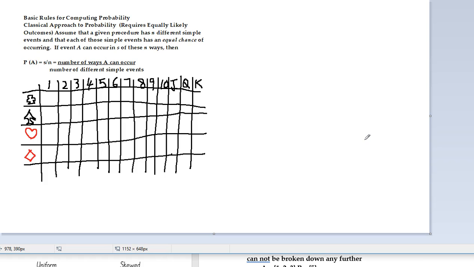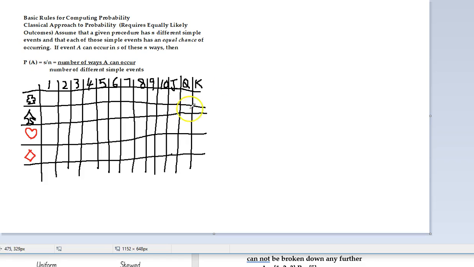The basic rule for computing probability is something called the classical approach. Assume that a given procedure has n different simple events, and each of those simple events has an equal chance of occurring. If event A can occur in s of these n ways, then the probability of A is the number of ways A can occur divided by the number of total events. You can understand this by looking at an example. So let me give you a simple example here.